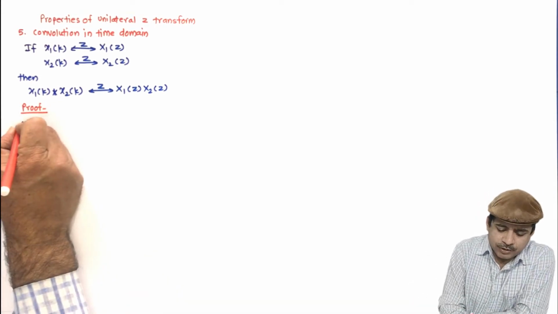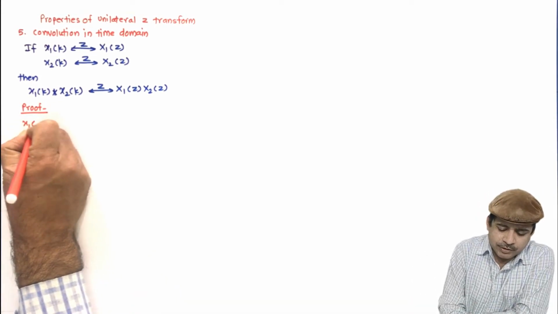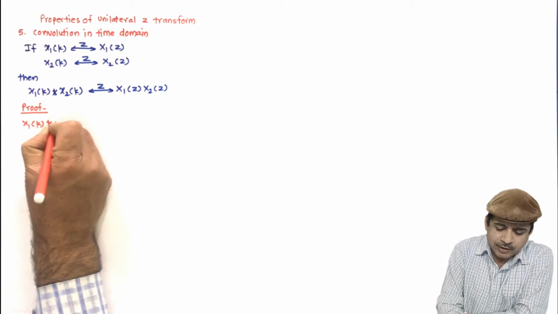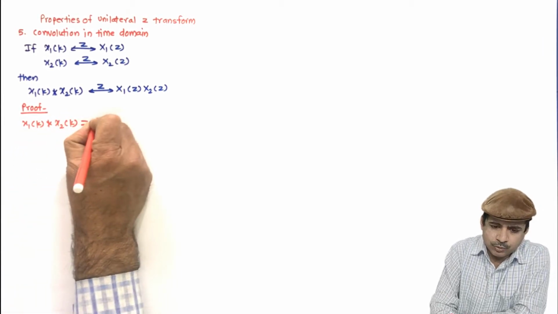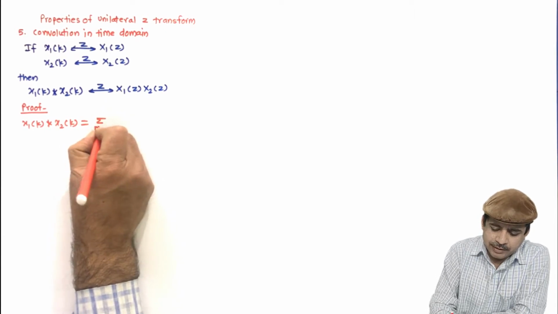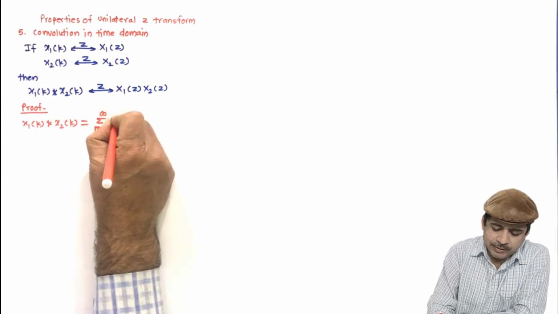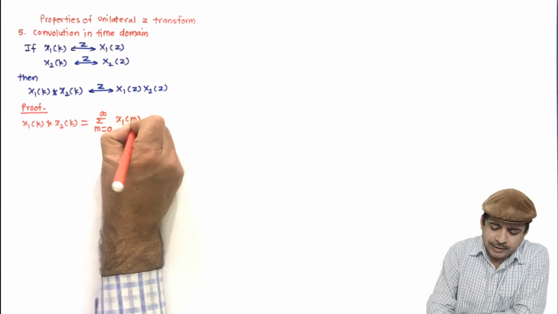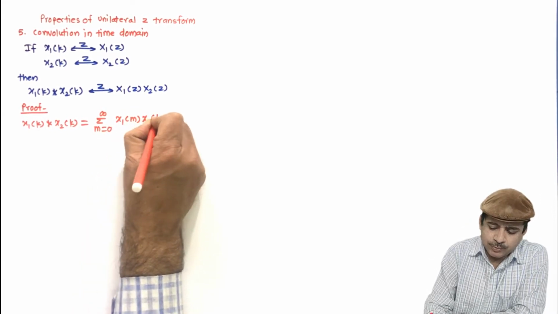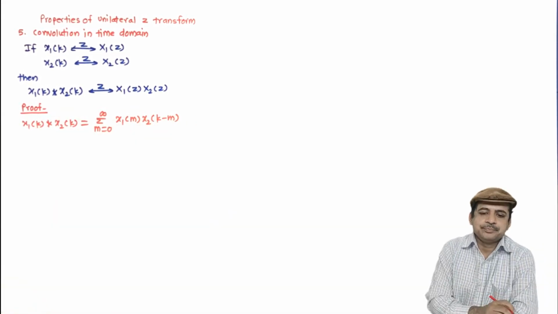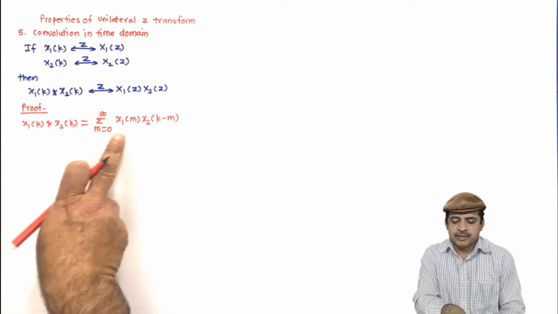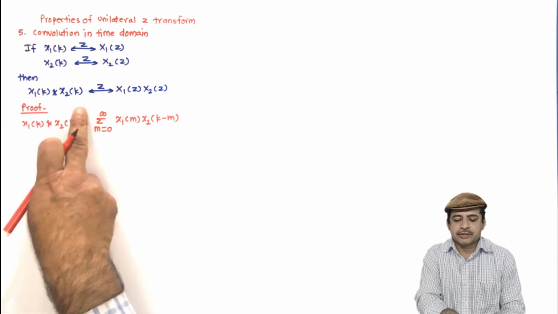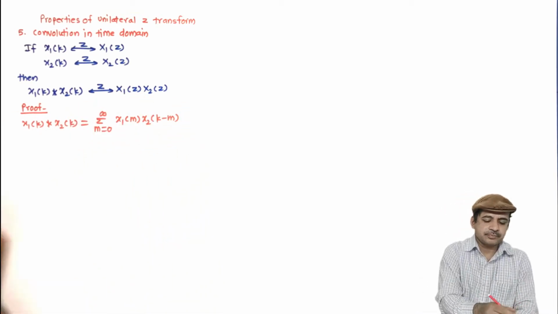First let us write down the formula for convolution sum. x1 of k convoluted with x2 of k is equal to summation m equal to 0 to infinity x1 of m into x2 of k minus m. So now this convolution sum is expressed with this formula. Now we have to take Z transform of this.